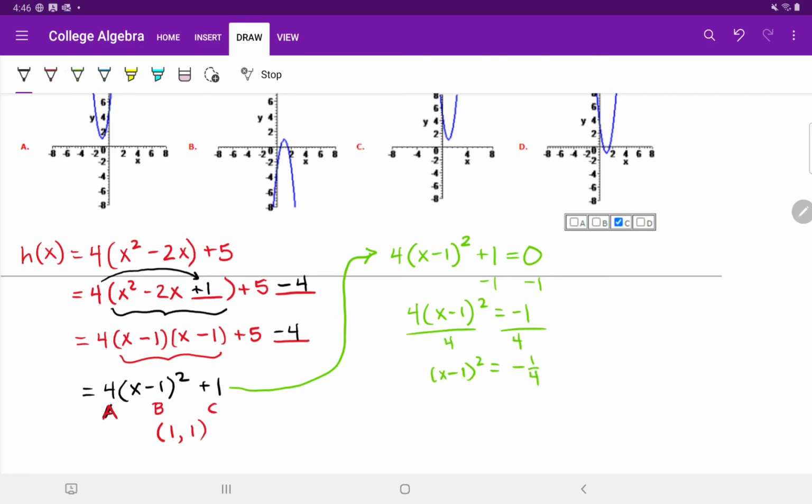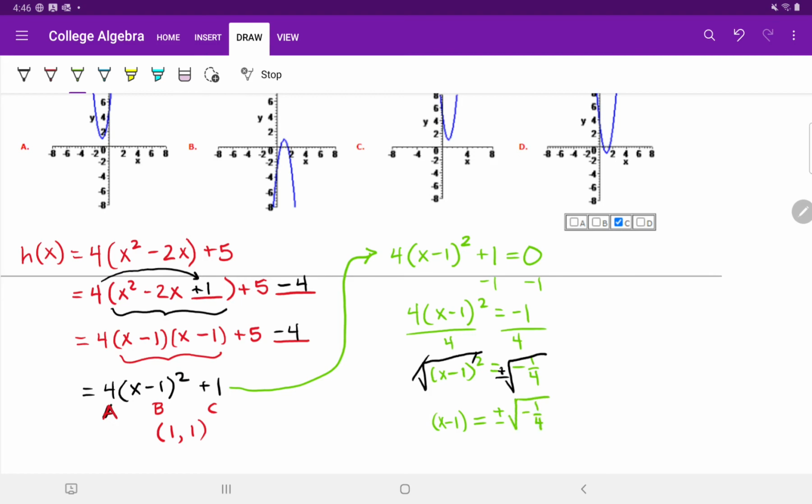Now, to get rid of the square that's on the left, we're going to take the square root of both sides. Remember, whenever you do that, you get the positive and the negative root. Our root and our square on the left cancel. So we'll have x minus 1 on the left equals plus or minus the square root of negative 1/4.